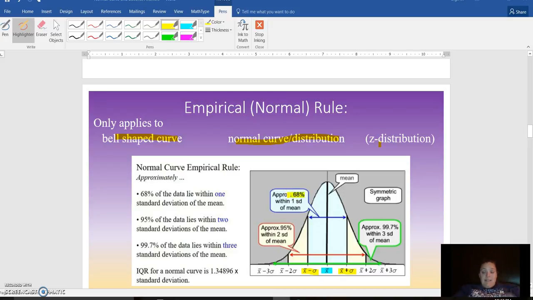And that is 68% of the data falls within 1 standard deviation. That's more than half, right? Then that means take the mean and subtract 2 standard deviations, or add 2 standard deviations. That's 95% of the data.